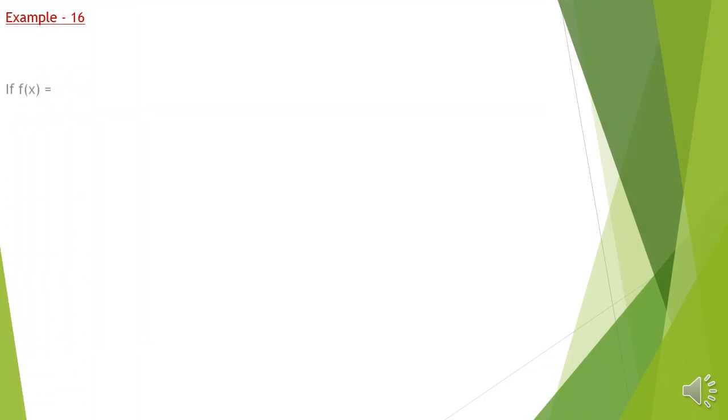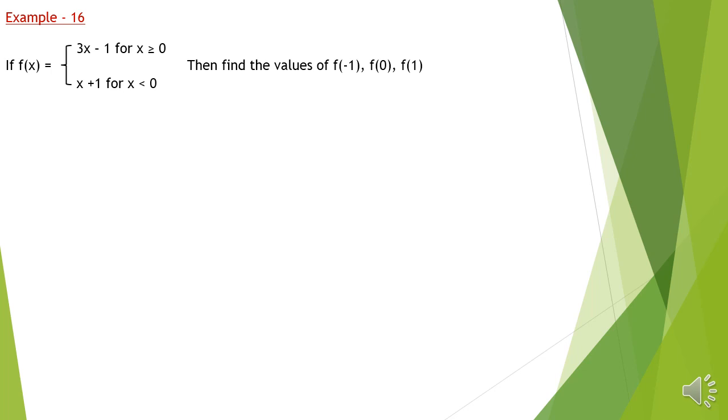Next question is 16th. f(x) is expressed in a different way: 3x minus 1, x plus 1. We have to find the value of f of minus 1, 0, and 1. But there are two functions right here. You can see there are two functions, and we have to select the proper function to find the proper value. Now, how to select? We have to select a proper function for proper values.